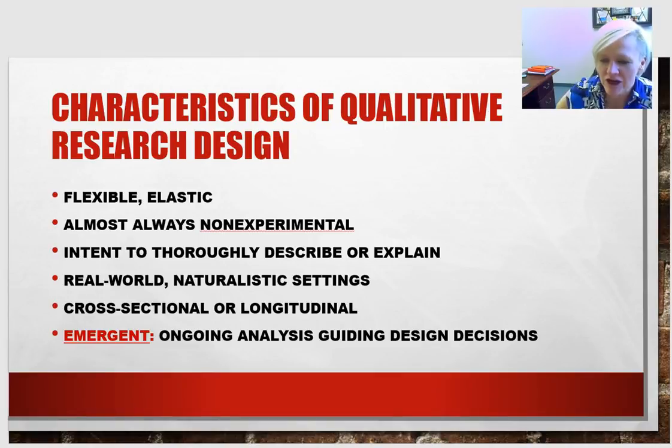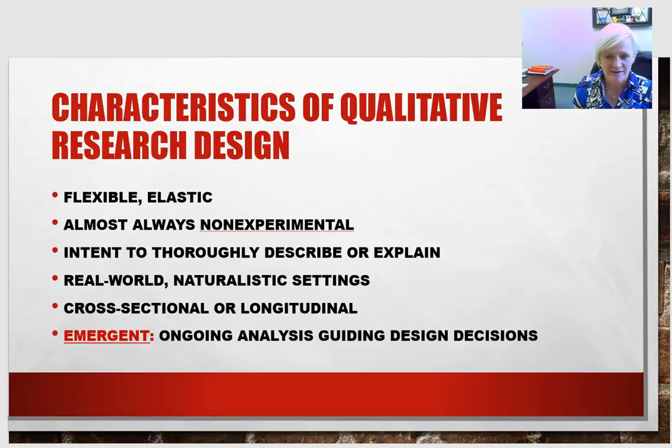So let's talk about the characteristics of qualitative research design. Qualitative research is a lot more flexible and elastic. The actual research process, down at the bottom it says emergent, and that's true. It changes as you do your research. As you see things that you need to look at, you can actually change your direction. So it's not as static as a quantitative type research.